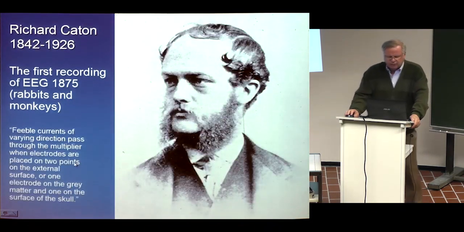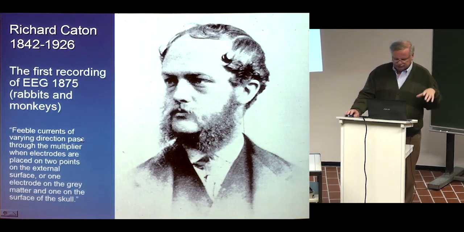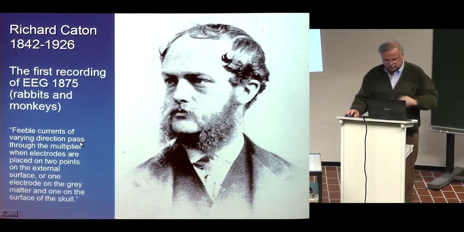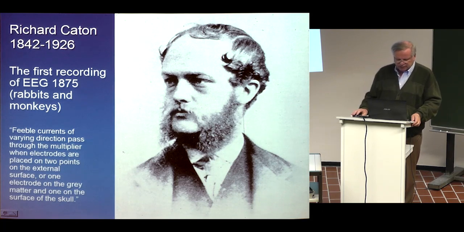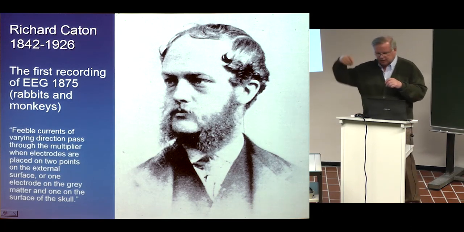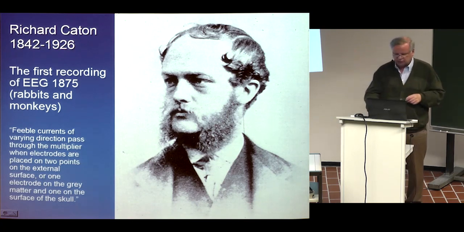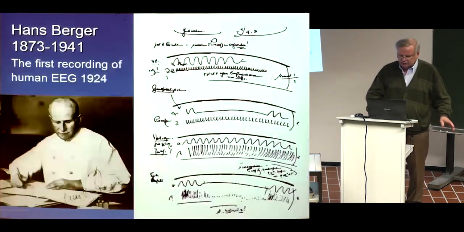There are a lot of interesting experiments on detecting the electric activity of the brain. I do not go through all of those, of course. I just mention briefly that Richard Caton made the first recording of EEG from rabbits and monkeys, not on the scalp, but he placed an electrode into the brain. Adolf Beck recorded EEG from rabbit and dog.